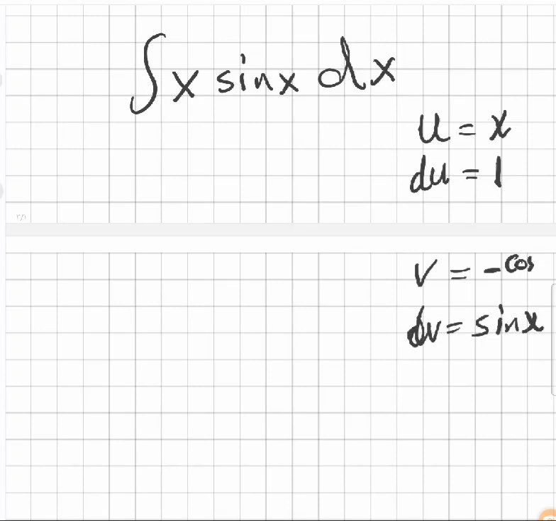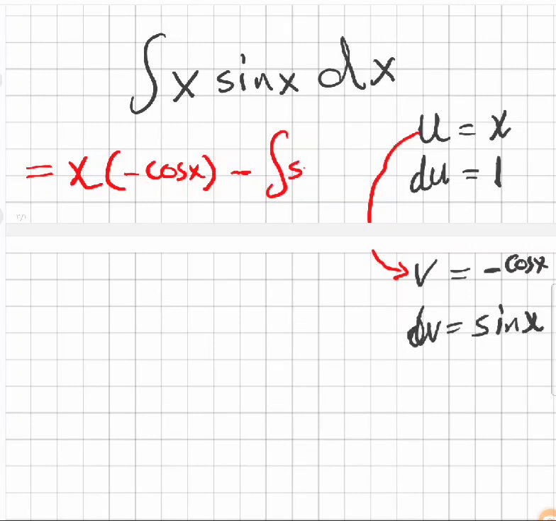Now what is the integral of sine? The derivative of what function will give us sine? The integral of sine is negative cosine. The derivative of negative cosine is positive sine. So using the formula, the integral of u dv is equal to u times v minus the integral of v du. So u is x, v is negative cosine x, and then minus the integral of v, and du is 1 dx.